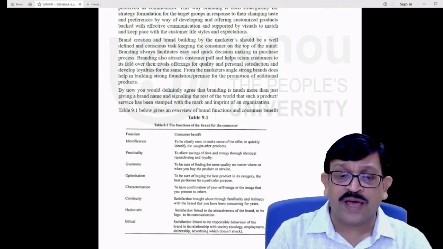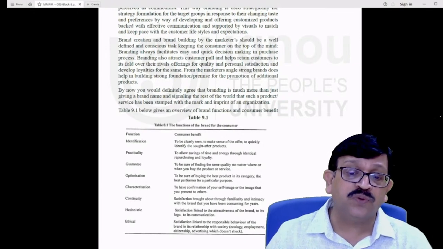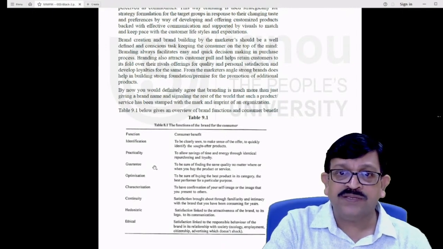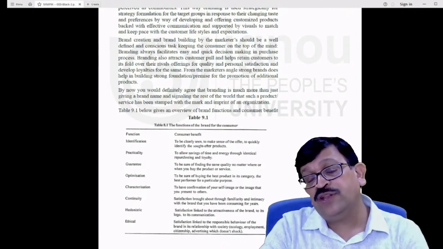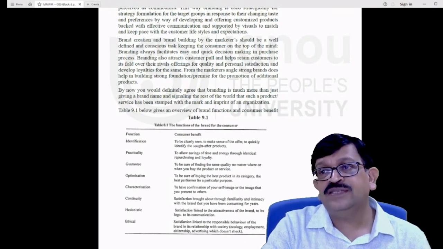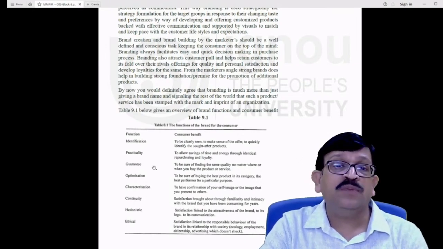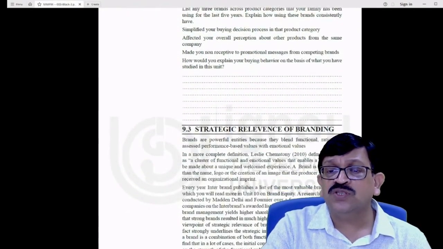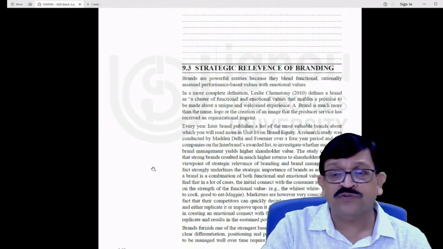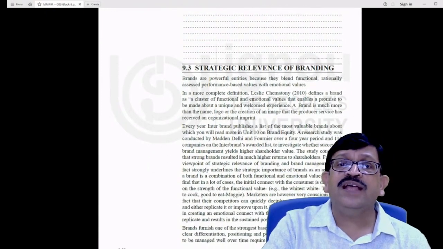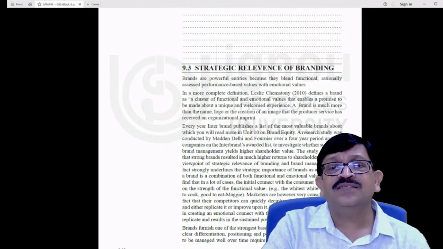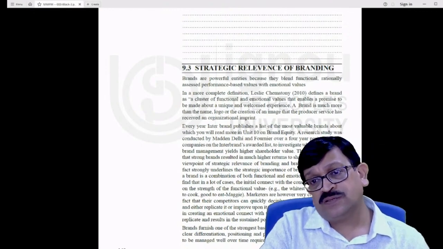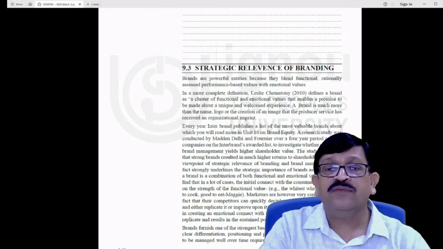Brands definitely give you the advantage of being visible in the marketplace, and obviously a portfolio of very strong brands definitely leads you to have a positive image associated with the organization. So the impact of branding today is much more strategic than what it was originally thought of. Leslie de Chernatony defined brand as a cluster of functional and emotional values that enables a promise to be made about a unique and welcome experience.